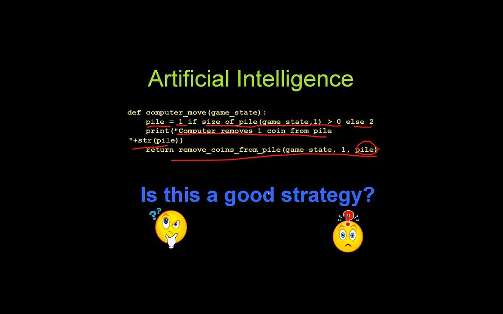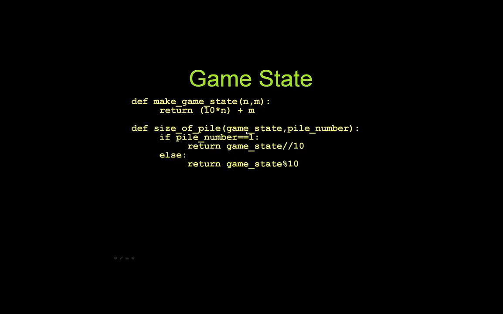Think about this. Now we go to the game state. We have talked about how we assume the game state exists. So now we can see the following. Let's say we make game state n m, which is 10 times n plus m. Now if we want to return the size of a pile, given the pile number, if the pile number is 1, we just divide by 10 and find the quotient. If it's not, we return the remainder. Sorry, this is n, and this is m.